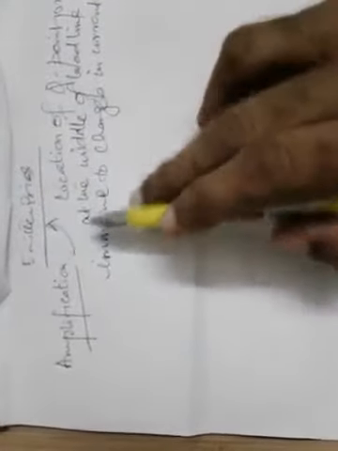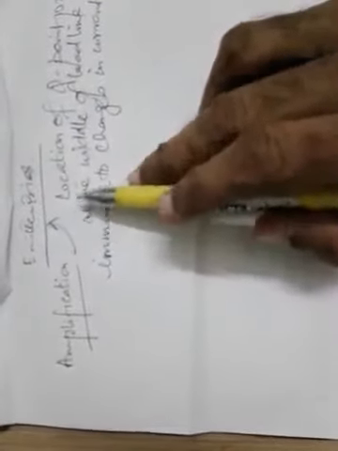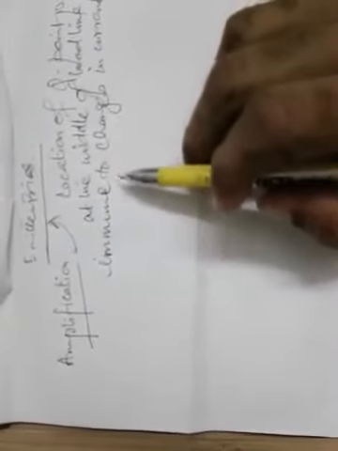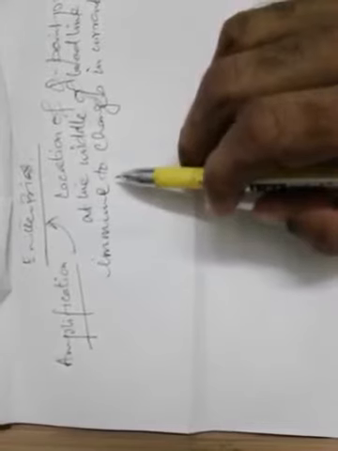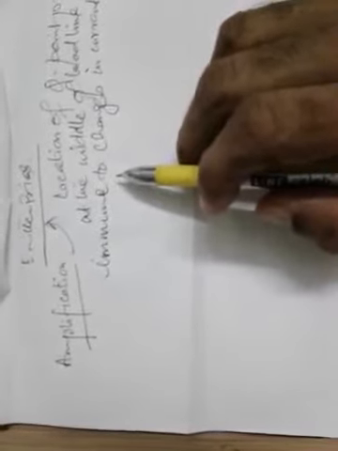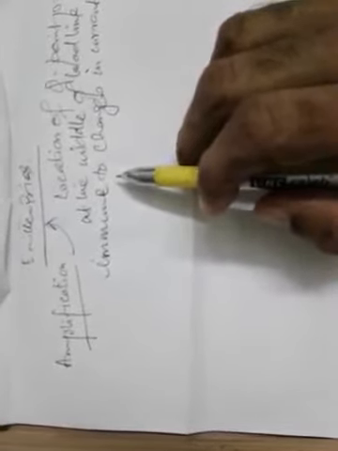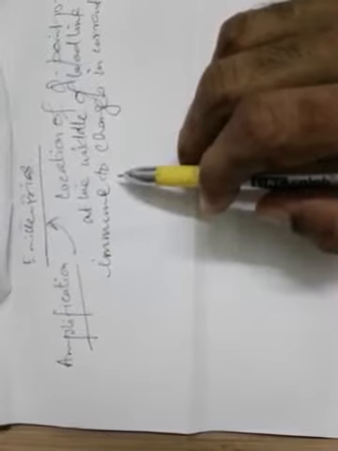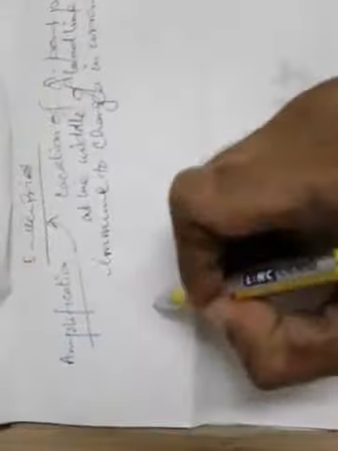So let us see. This is the basic idea of amplification with the use of emitter biasing, by fixing the Q point near about the middle of the load line, so that the position or the location of the Q point does not get changed easily because of changes in the current gain. So let us now draw the circuit of emitter biasing.